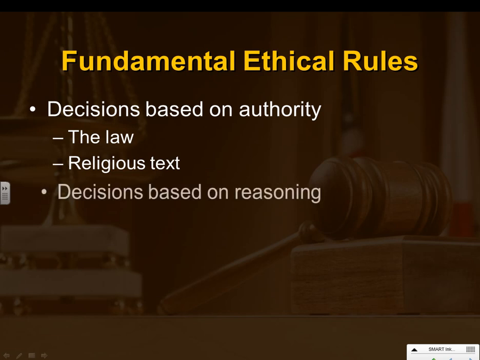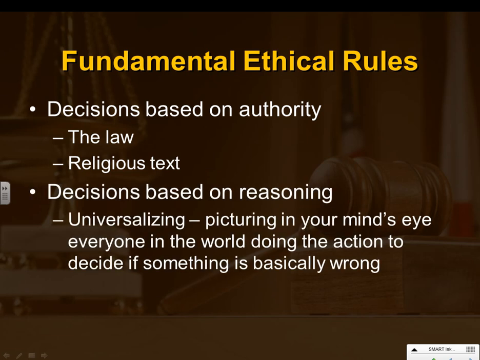Decisions based on reasoning. In addition to an authority, human reasoning also can show that some things are basically wrong. A test has been devised to determine whether an action is right or wrong. It involves picturing in your mind's eye everyone in the world doing this action. This is called universalizing the action. As you picture everyone doing the action, ask, is this irrational, illogical, or self-defeating? If it is any of the three, the action is inconsistent with reason and therefore ethically wrong.